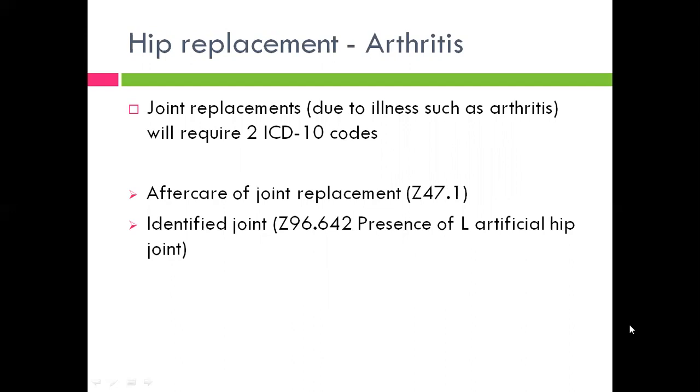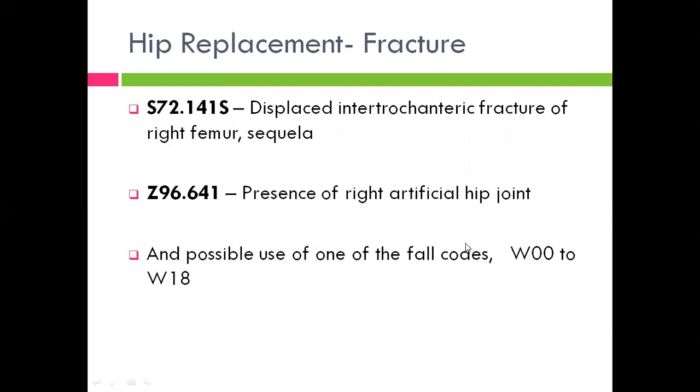Again, the logic is that if they had arthritis of the hip, they get a total hip replacement. They no longer have arthritis of the hip. They just have aftercare of the joint replacement, and they have the presence of an artificial joint. However, when they've done a total hip replacement after an injury, then we're going to use S72.141S as an example, a displaced intertrochanteric fracture of the right femur, sequela, and the presence of the artificial hip joint, that Z code. Your MDS nurse might also choose to use one of the fall codes that are in the W series. Again, that would be at the discretion of your MDS nurse.